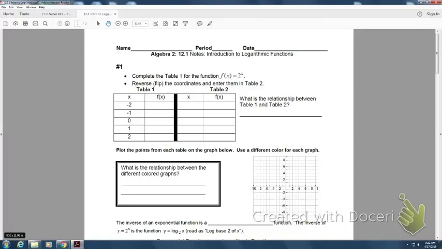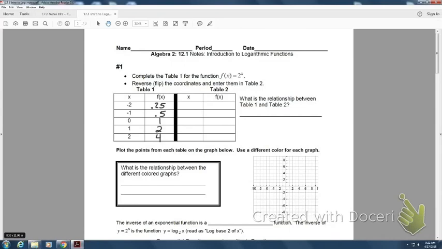Okay, so for number one, it says complete the table for the function f of x equals 2 to the power of x. So if I go to this table, 2 to the power of negative 2 equals what? 0.25. 2 to the power of negative 1 equals what? 2 to the power of 0? 1. 2 to the power of 1? And 2 squared? 4. Then it says reverse or flip the coordinates and enter them into table 2.